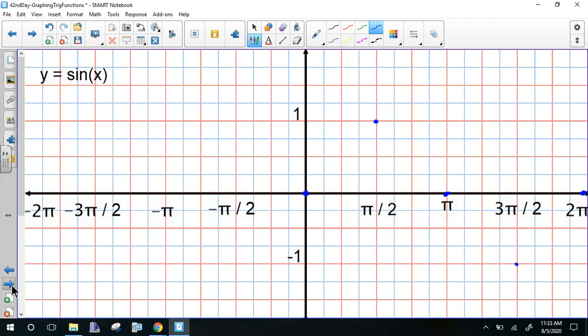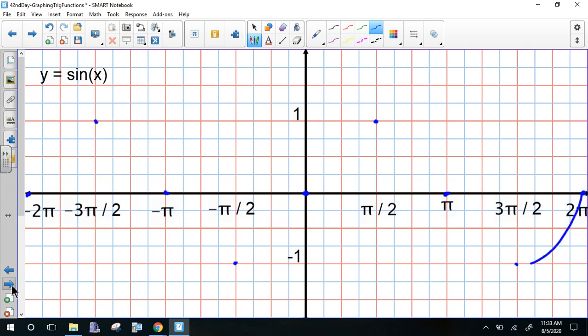We go in a negative direction. Sine of negative pi over 2 is negative 1. Sine of negative pi is 0. Sine of negative 3 pi over 2 is 1. And sine of negative 2 pi, we're back at 0.